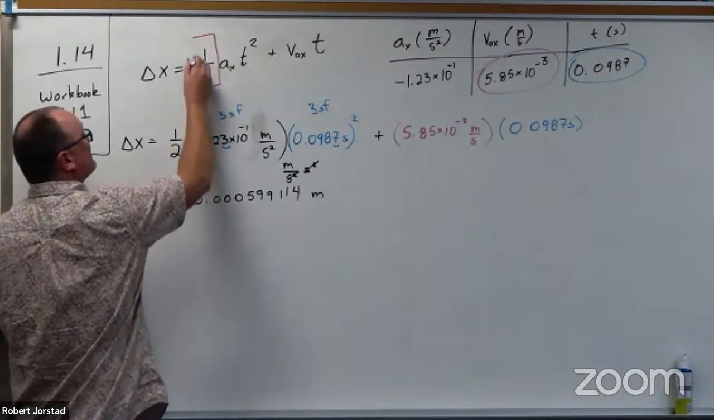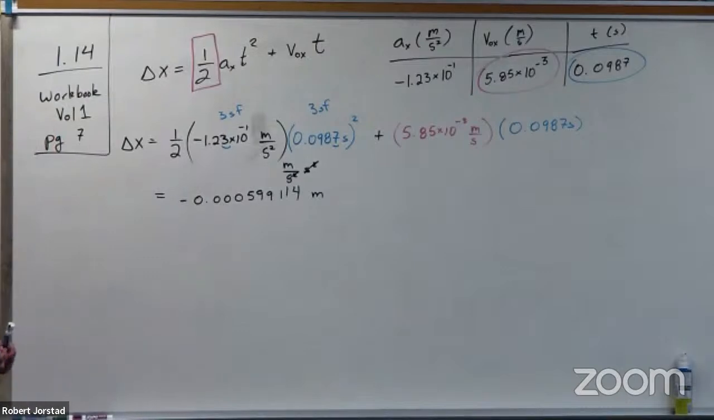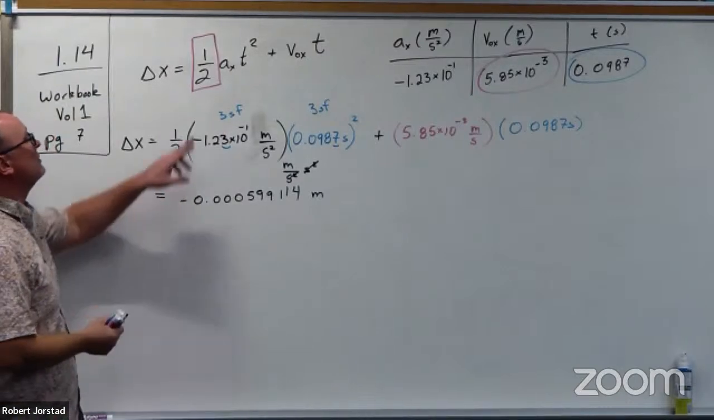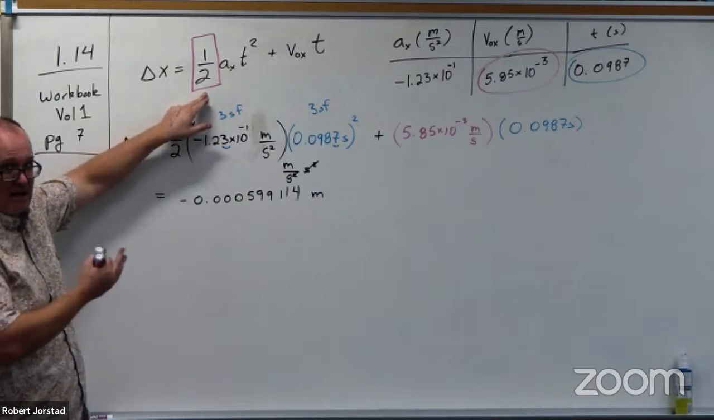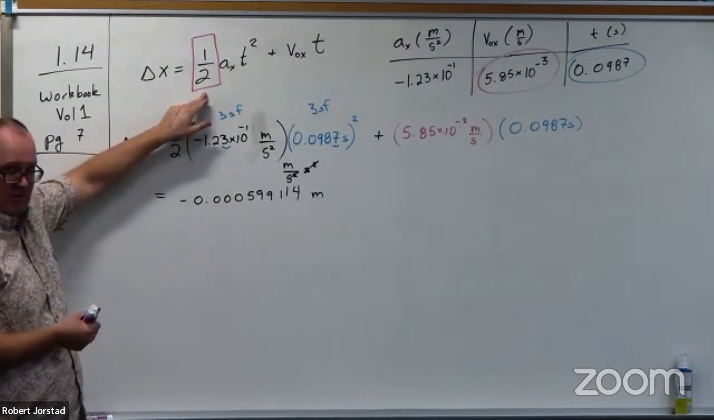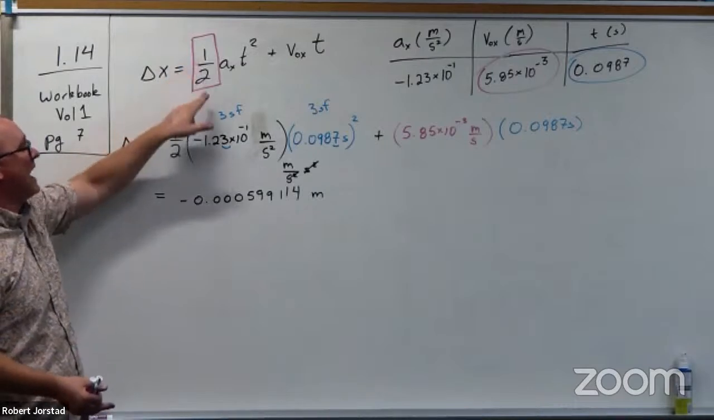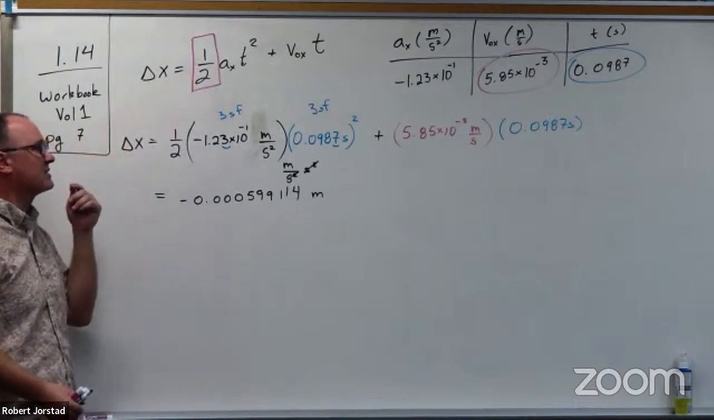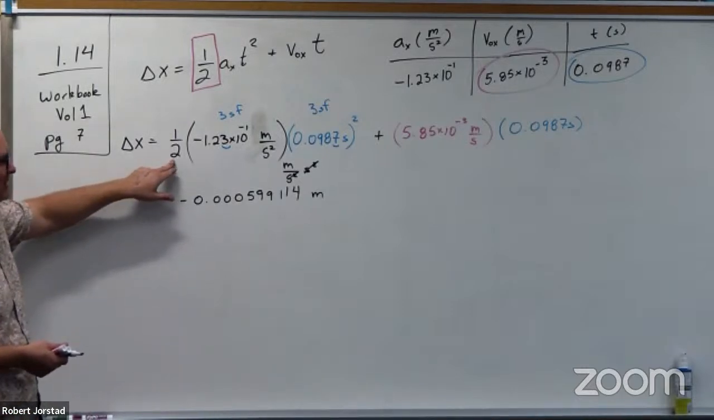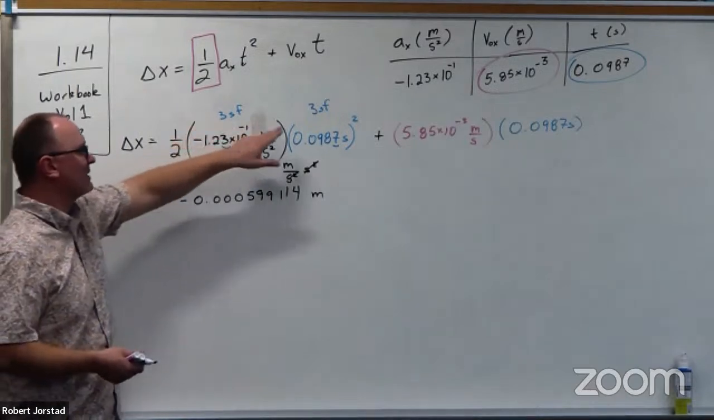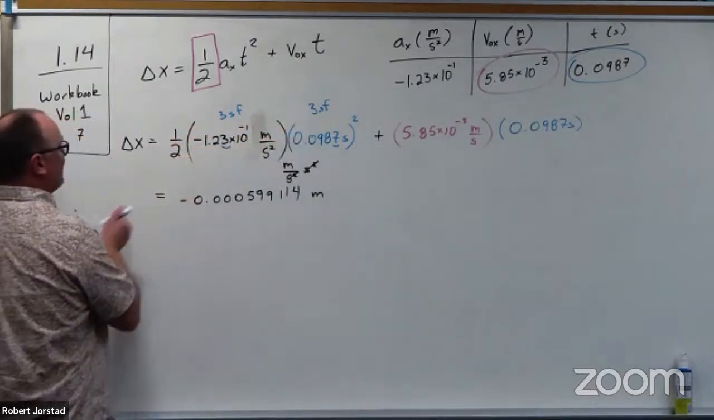And so sometimes you're going to get numbers like this in your formulas, and we assume, unless otherwise specified, like pi, we assume pi has infinite digits, 3.14159, etc. 1/2, or the square root of 2, we're going to assume has infinite digits unless otherwise specified. So this does not limit our sig figs. This is a 3 sig fig number times 3 sig figs times infinite sig figs.